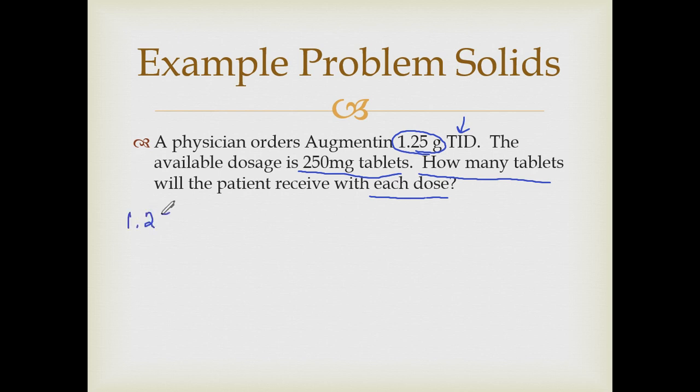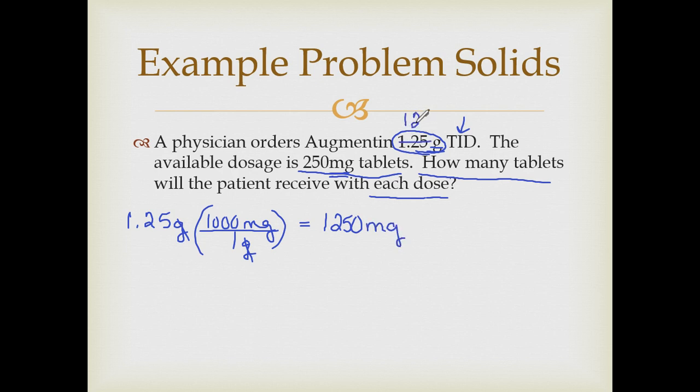First thing I want to do is convert my grams to milligrams, because I can't solve it unless the units for my dose and the units for my availability match. So I'm going to convert that to milligrams. There's 1,000 milligrams in 1 gram, so my gram unit will cancel. So I have 1.25 times 1,000, which gives me 1,250 milligrams. So my dose here is 1,250 milligrams.